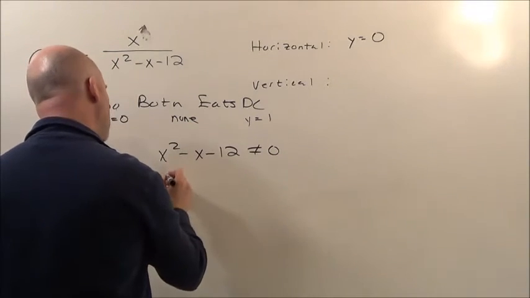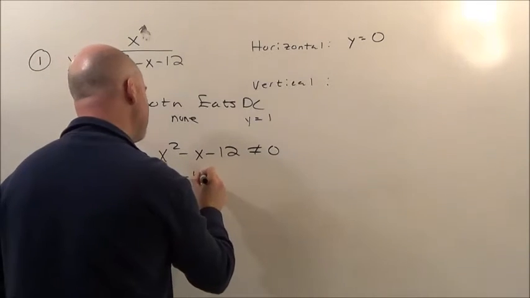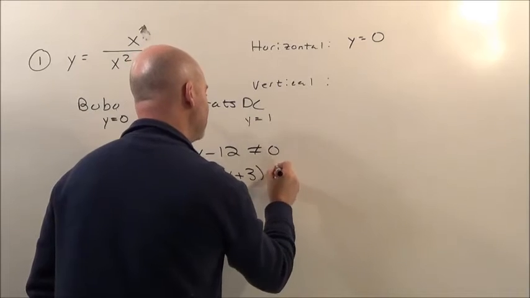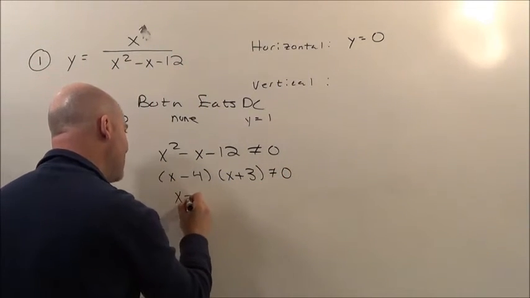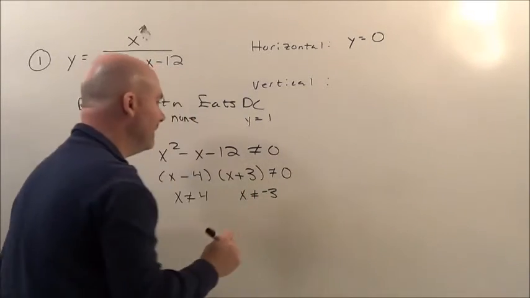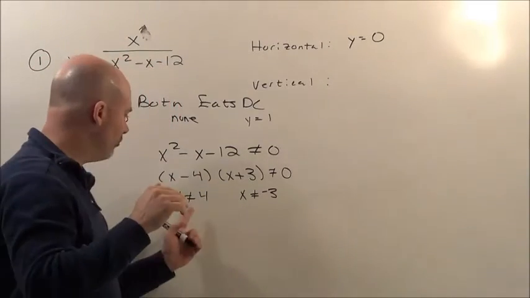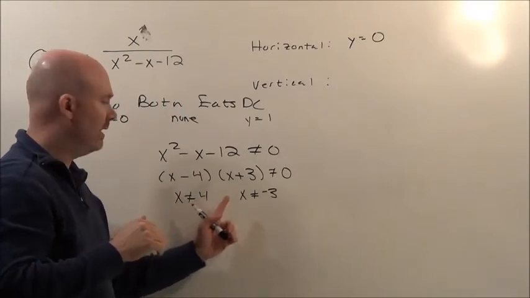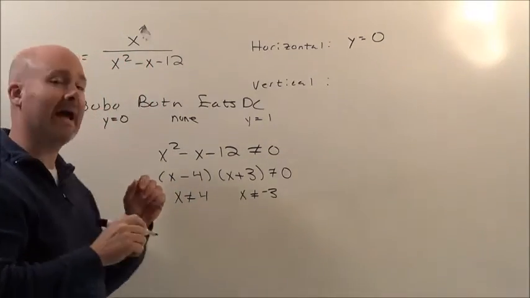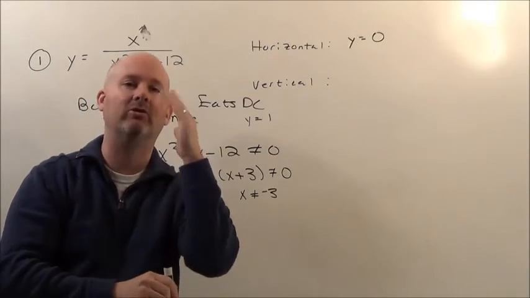So what I realize is, wait a second, this factors. This looks like it's going to factor to an x minus 4 and an x plus 3 that can't come out to be 0. So that means I can't have x be a 4, nor can x be a negative 3. That means on the graph, I've got to draw this vertical line right at 4, and I'm going to draw a vertical line right at negative 3. Because what's going to happen is the graph's going to get right to them, but it can't quite touch them, and it's just going to bend down along them.